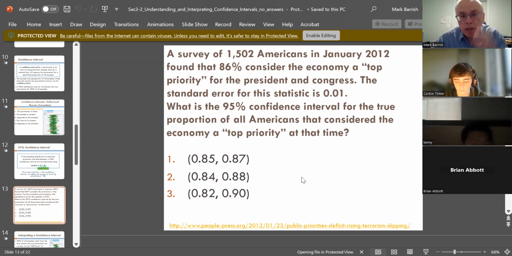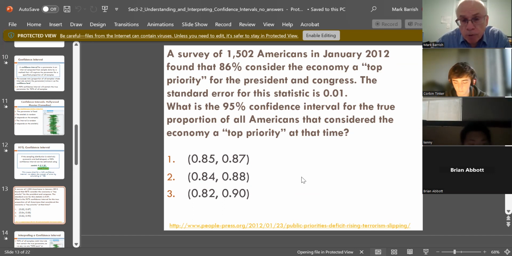What is the 95% confidence interval for the true proportion of all Americans that consider the economy to be a top priority? So using that estimation formula, we take the 0.01 and multiply it by 2. And that gives us our margin of error of 0.02. And we simply add and subtract that. That's 2%, by the way, right? 2% if you want to use percentages. So anyway, 86% or 0.86 minus 0.02 is 0.84.